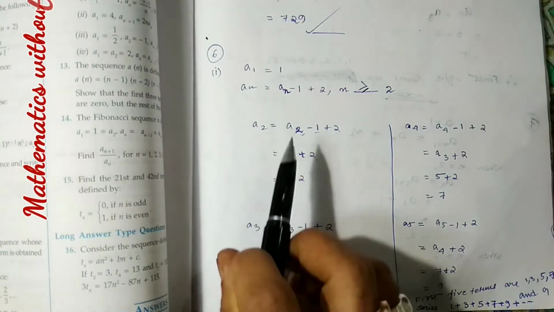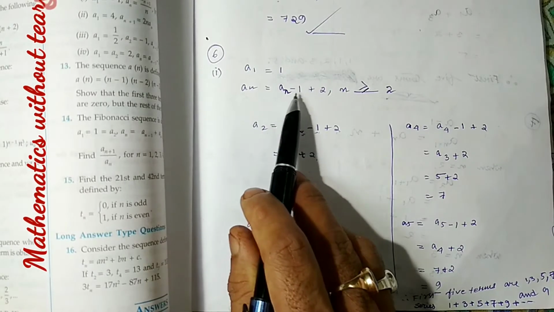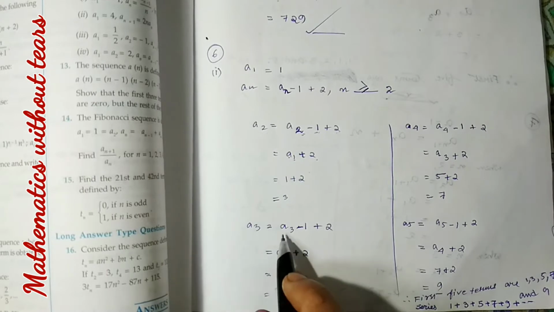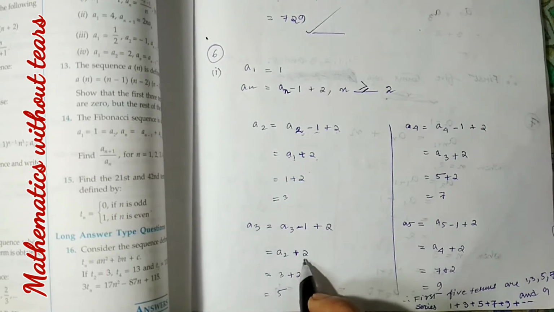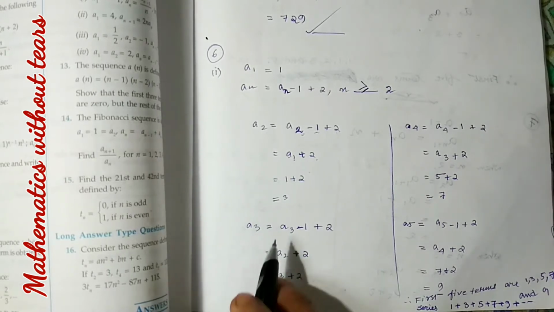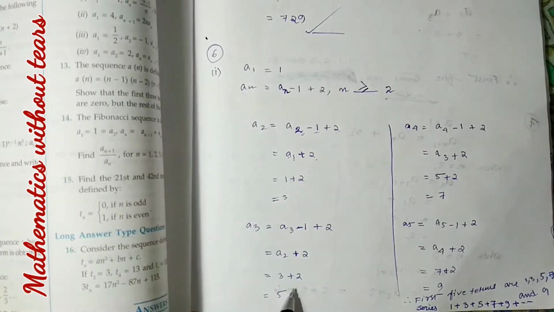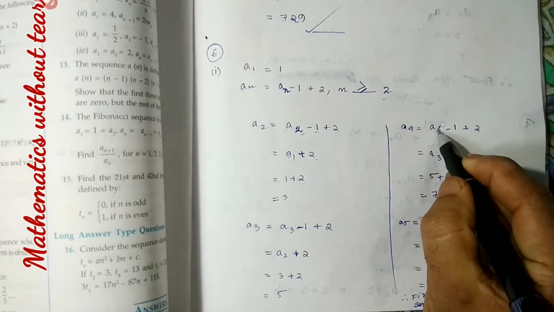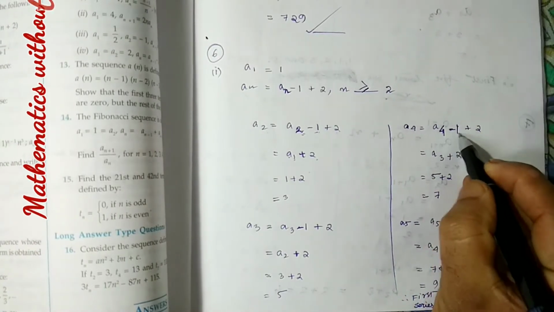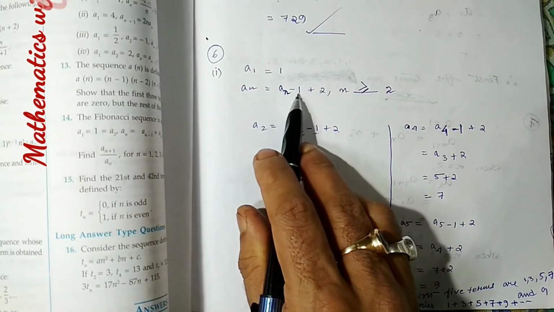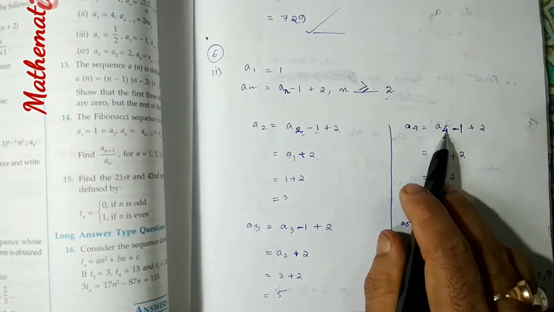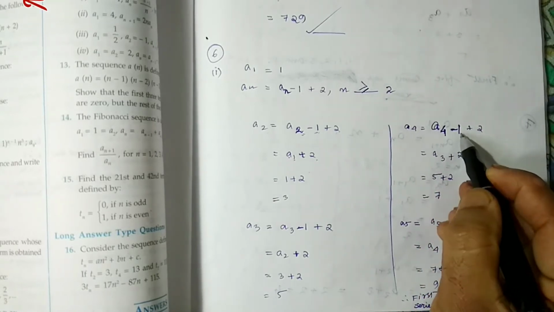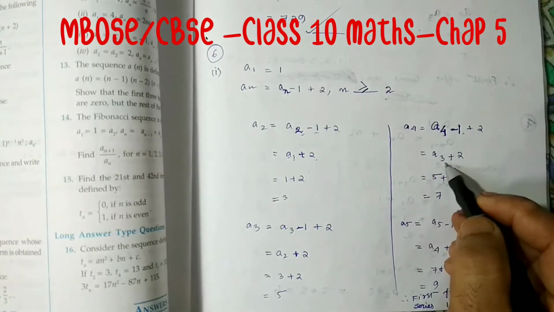For a3 we will write a_(3 minus 1) plus 2. So a_(3 minus 1) is a2, plus 2. The value of a2 we already know is 3, so it will be 3 plus 2, and 3 plus 2 is 5. Clear? Next one is a4. For a4 what we have to do? a_(4 minus 1) plus 2. Remember that a is here and 4 minus 1 is the subscript. So a_(4 minus 1) is a3, which is 5, plus 2.